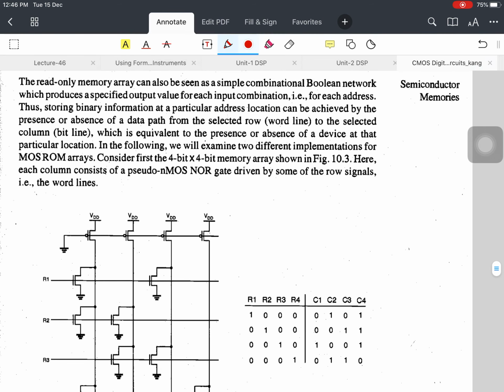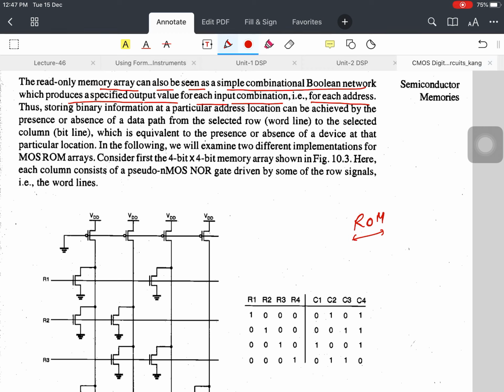Let us start with some basic concepts about read only memory. The read only memory array can also be seen as a simple combinational Boolean network, which produces a specified output value for each input combination, that is, for each address. First, this is ROM, so it can only read. We cannot write anything in this memory. Only the read operation can be carried out for this particular memory.